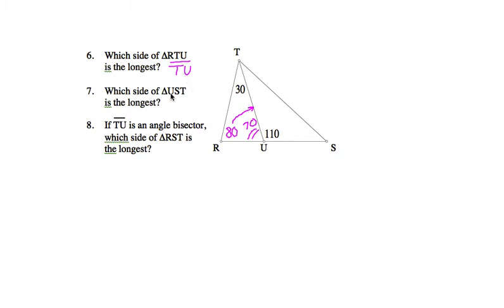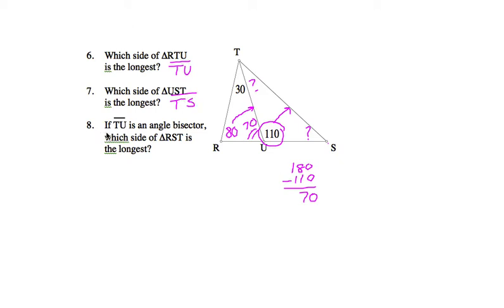Now it says which side of triangle UST is the longest. Well, UST is this triangle on the right. Now I have no way of knowing what this angle STU is or what this angle RST is. But it doesn't really matter in this case because angle U is 110. So 180 degrees minus 110 only leaves me 70 degrees. And of that 70 degrees, I have to split it between 2 angles. No way is either one of these angles going to be bigger than 110. The obtuse angle has to be the biggest, which means the side across from it, TS, has to be the longest side in that triangle.